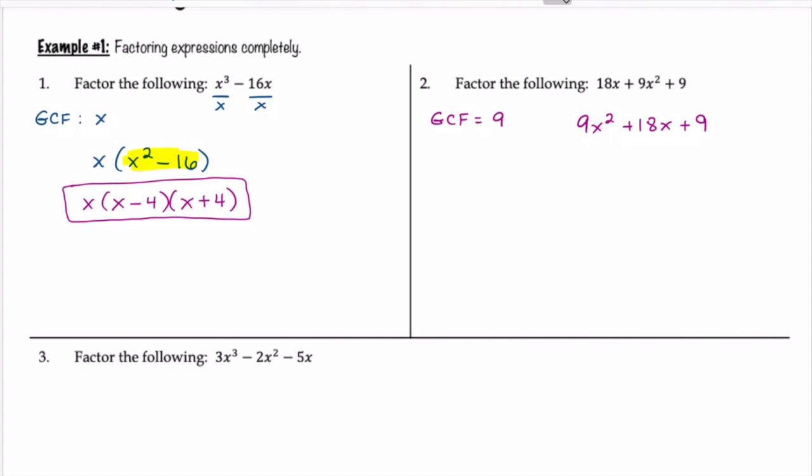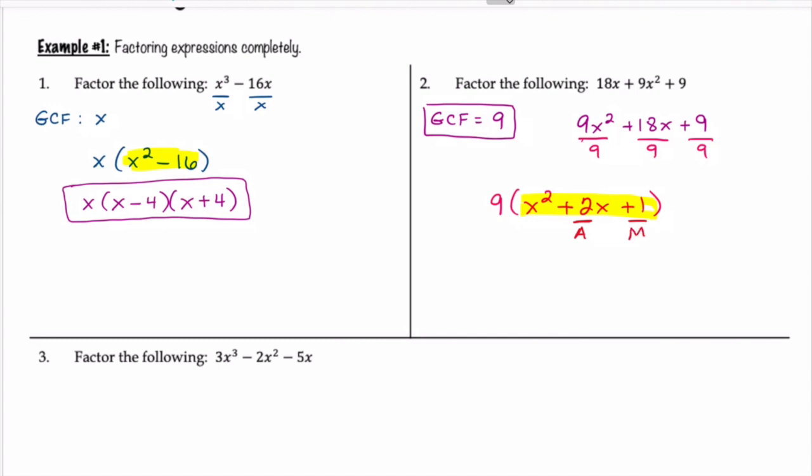Clearly we can see it. The GCF is 9. So what am I doing with that 9? I'm dividing each and every term by 9, taking that GCF out. I'm left with x squared plus 2x plus 1. Now I have a trinomial. Can I factor that trinomial? In this case, what I'm looking for is two numbers that add to the middle and multiply to the last. So we have the values x plus 1, x plus 1.